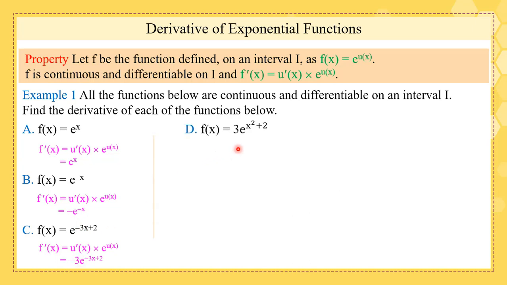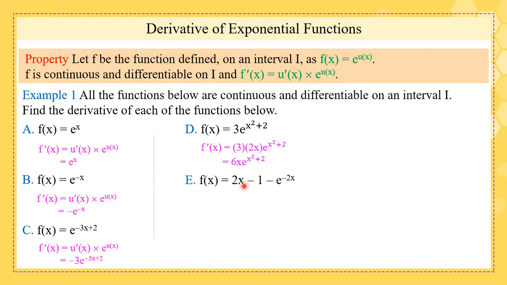Now here, we leave the 3 alone, we multiply it by the derivative, we get 2x times e to the power x squared plus 2, and it's better to simplify it as 6x e to the power x squared plus 2.